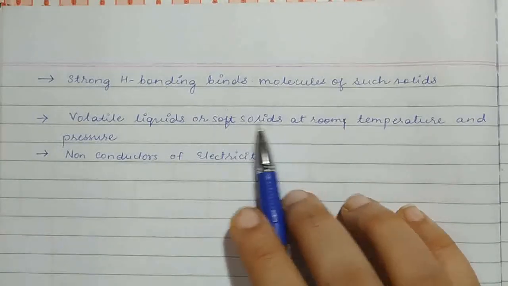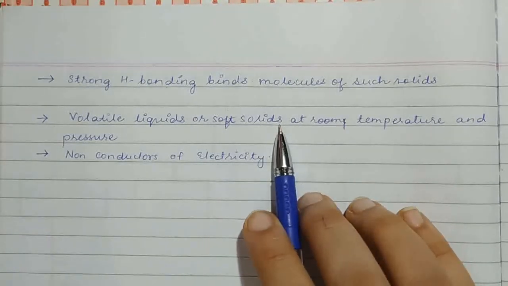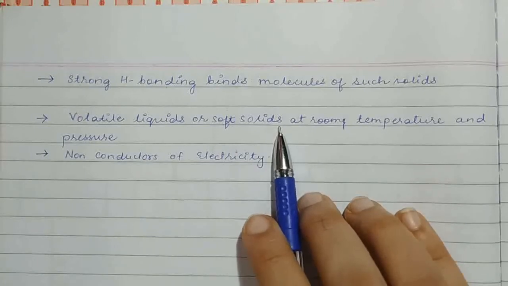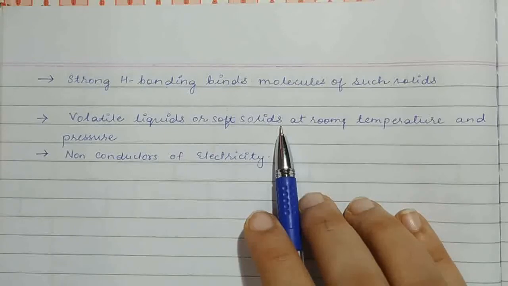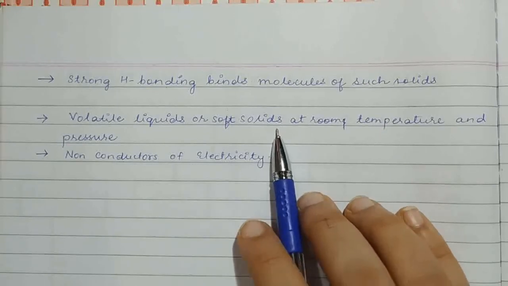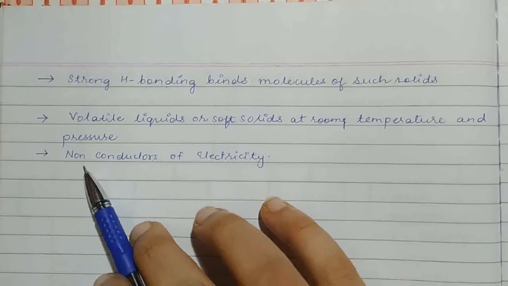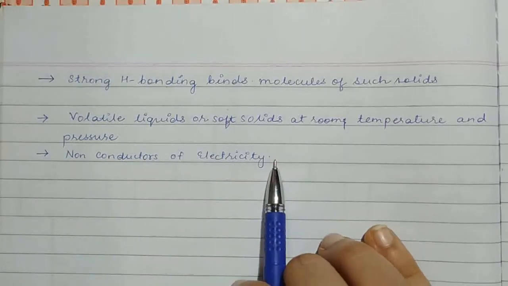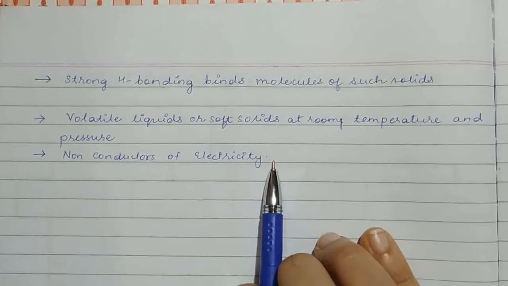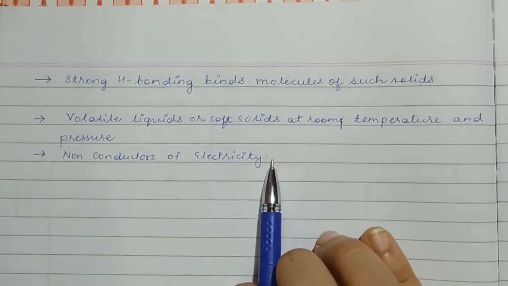When I say soft solid and I'm talking about water in the ice form, whenever water is in the ice form, until it is completely turned into water, its temperature is still 0 degrees. Even if you bring it to room temperature, until it fully melts, when it is in the solid form, the inner temperature is still 0 degrees. So it is called a soft solid at room temperature and pressure, and they are non-conductors of electricity. This information is about hydrogen bonded molecular solids.